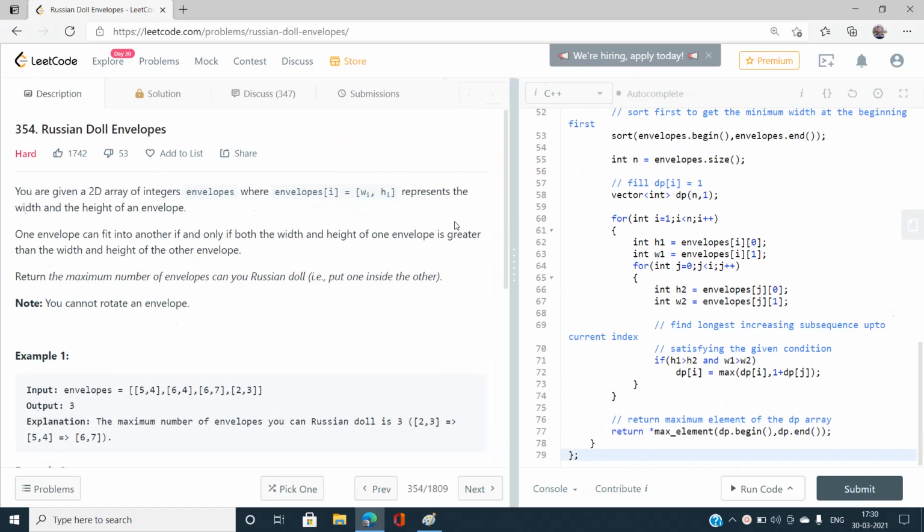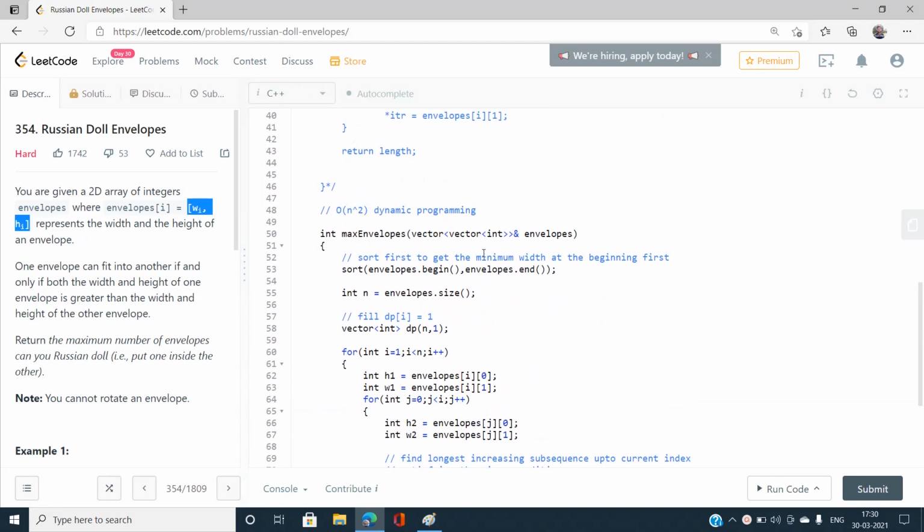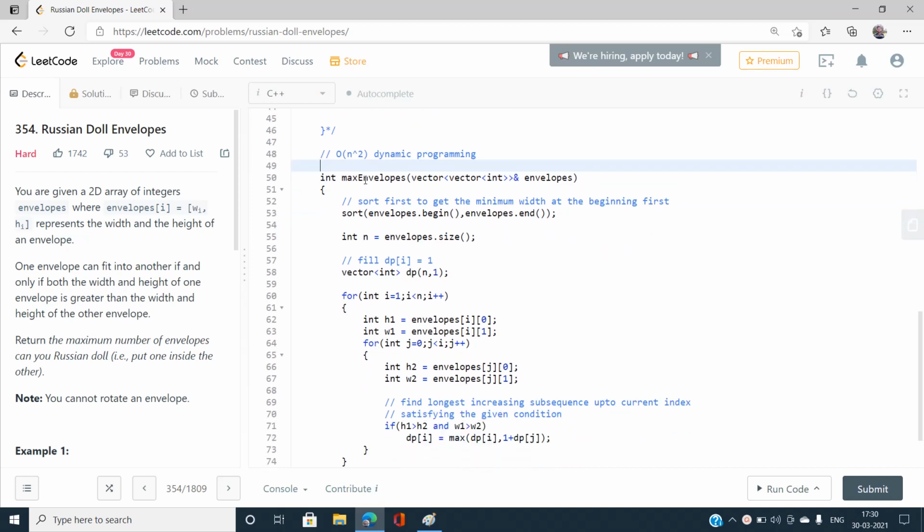Okay, so here you can see the O(n^2) dynamic programming solution. I am also going to discuss the O(n log n) solution after this one. You can have a maximum envelopes count also. Sort the envelopes vector first. Sort first to get the minimum width at the beginning. As I have already said, this is the optimal.